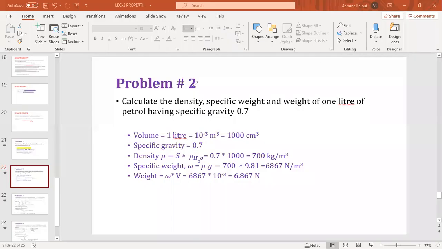So the next numerical is to calculate the density, specific weight, and weight of 1 liter of petrol having specific gravity 0.7. So this is basically the same numerical, and we solve it in a similar way, but you have to make the reverse calculation. Initially weight was given and you had to calculate specific gravity, but now specific gravity is given and it has been asked to calculate weight, density, and specific weight.